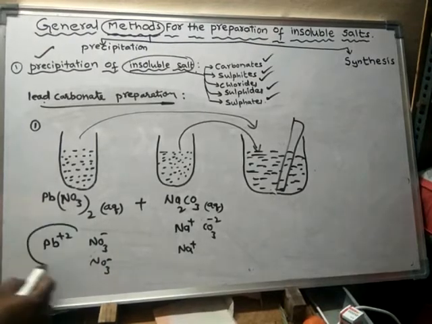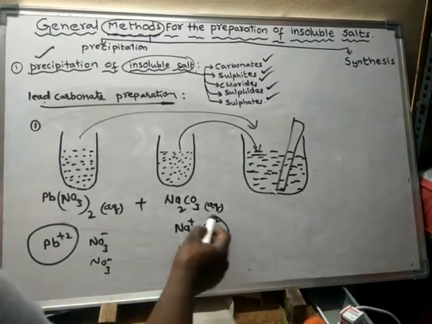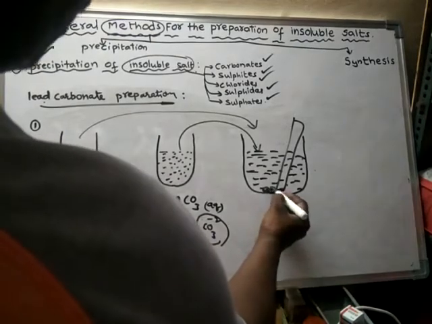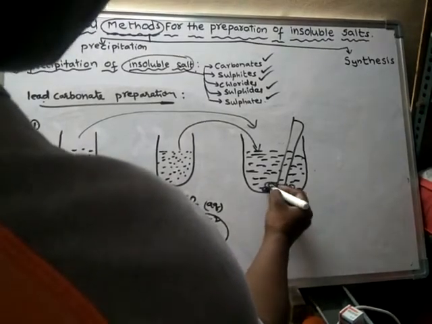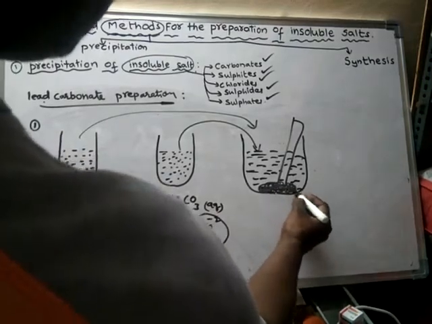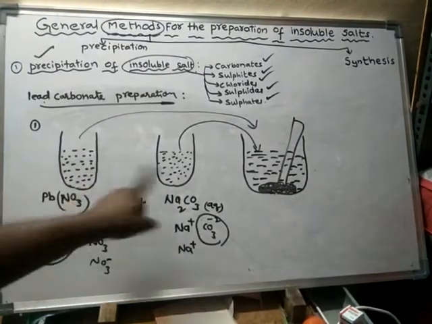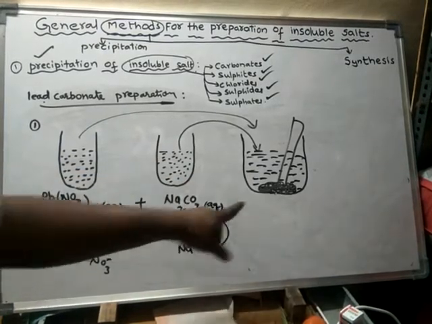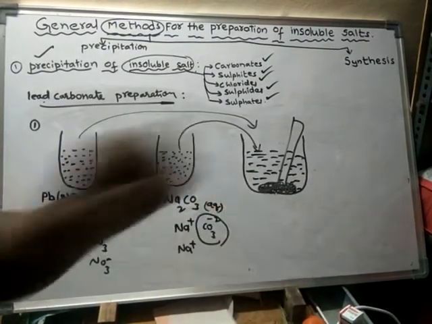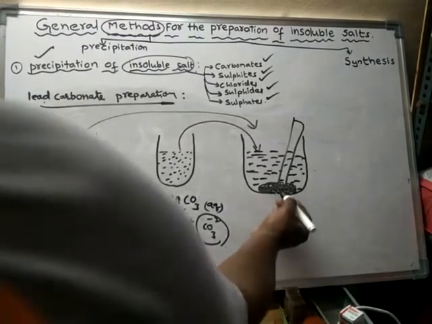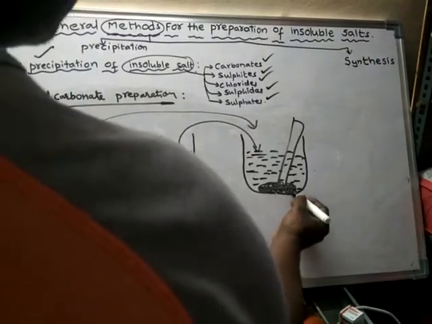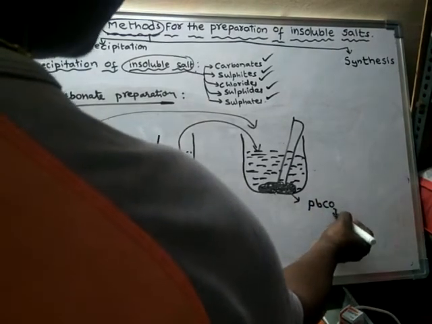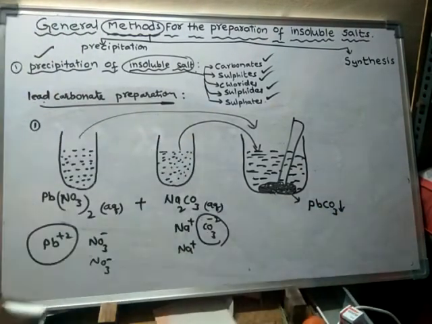See, these lead ions will take a carbonate ion, and a precipitate of lead carbonate is formed. Insoluble salt is formed. Actually we have added two soluble salt solutions, but due to the reaction between these two, an insoluble salt is formed. A white colored insoluble salt is formed, and this is called lead carbonate. Lead carbonate is an insoluble salt.